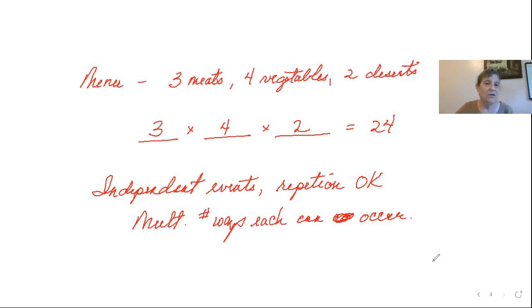Next, we'll try independent events where repetition is not okay.